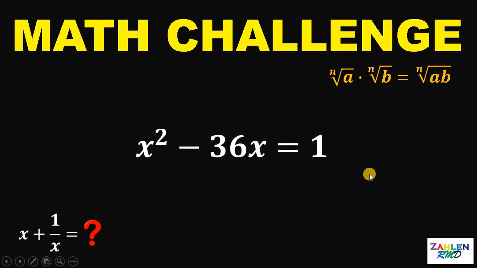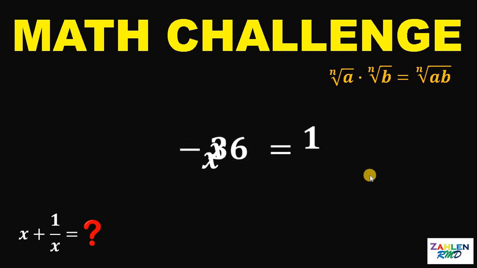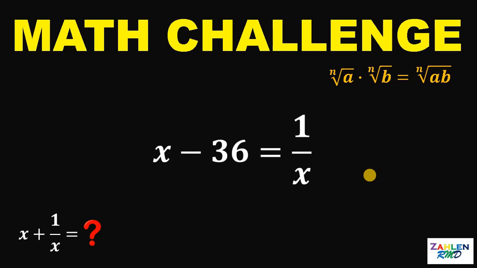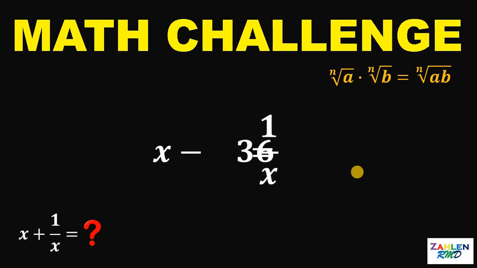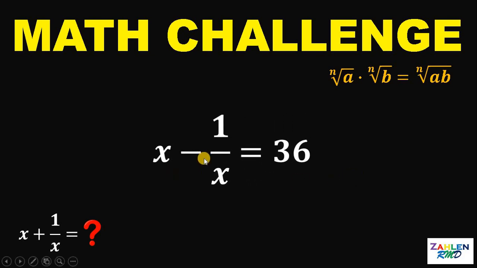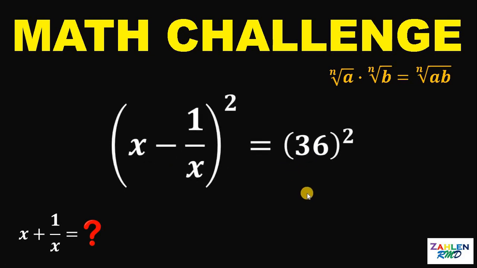Now, divide all terms by x. And then, rearrange some terms a little bit. We have x minus 1 over x equals 36. We have now the value of x minus 1 over x, but we want the value of x plus 1 over x. So what we're going to do to this equation is to square on both sides.